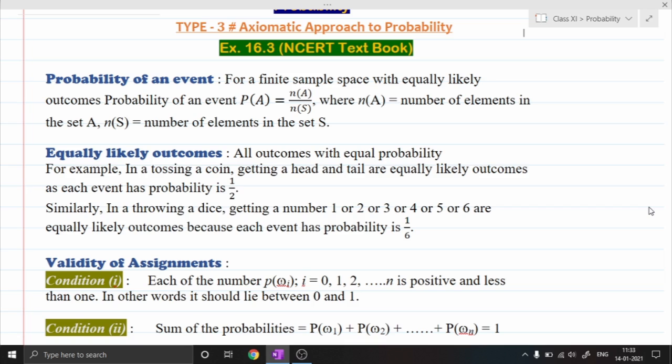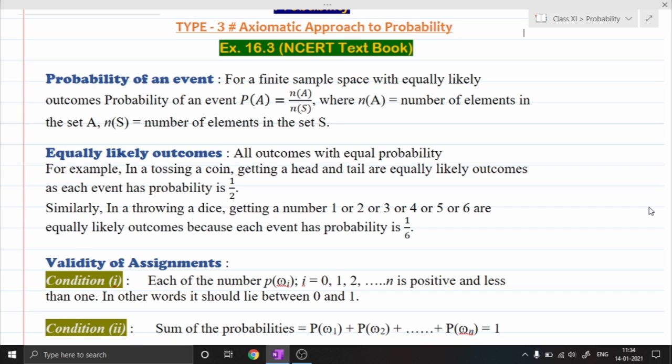In class 9 or class 10, the definition you have covered is the number of possible outcomes in place of N of A and the total number of outcomes in place of N of S. But now in class 11, we have to study this formula and accordingly solve the questions. As you can see, it is defined over there. N of A is the number of elements in the set A, or you can say the number of sample points. And similarly, N of S will be equal to the number of elements in the set S, which here is the sample space.